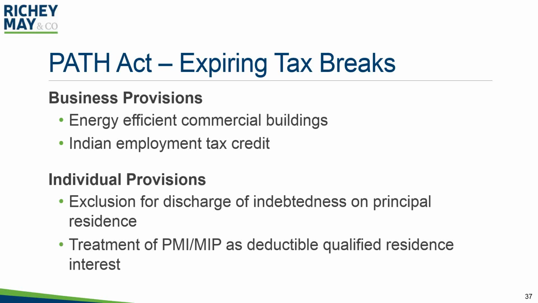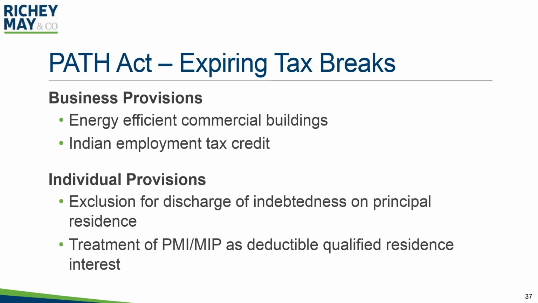Those on the business side would be energy efficient commercial buildings. While you might not directly own a building in the mortgage company, you might be paying payments to a related party. The owners of the company might also own the building. So if it's qualified for an energy efficient tax credit in the past, it may no longer get that tax break. Indian employment tax credit. There's also, I believe, a veterans employment tax credit. Those are, I believe, set to expire.